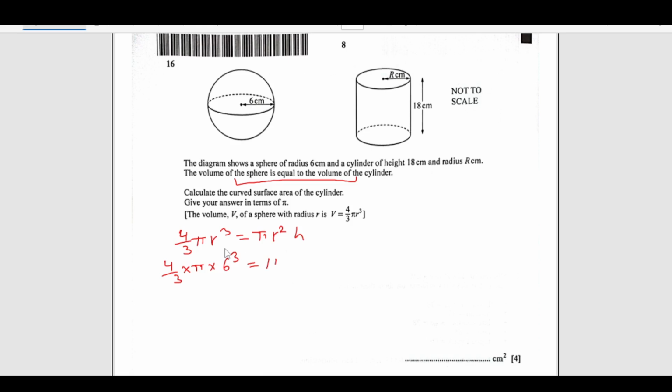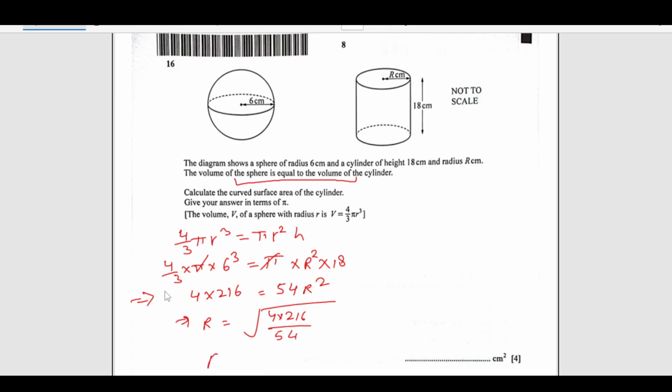Then here we will have pi. The radius is r squared times r squared and h height is 18, right? So from here we will have 4 times 216 pi and pi get cancelled and we will have, this is 18 times 3 we are taking here, 54 r squared. So from here r is square root of 4 times 216 over 54. So this comes out to be 4. Value of capital R is 4, right?